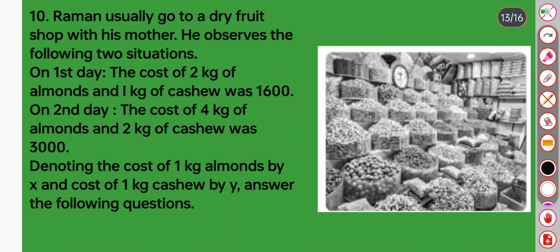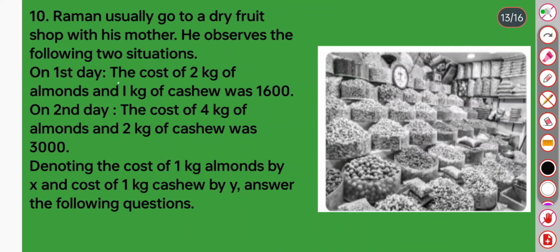Question number 10. Raman usually goes to a dry fruit shop with his mother. He observed the following two situations. On the first day, the cost of 2 kg of almonds and 1 kg of cashew was 1600. On the second day, the cost of 4 kg of almonds and 2 kg of cashew was 3000. Denoting the cost of 1 kg almond by x and the cost of 1 kg cashew by y, answer the following questions. Okay, two conditions are given here.